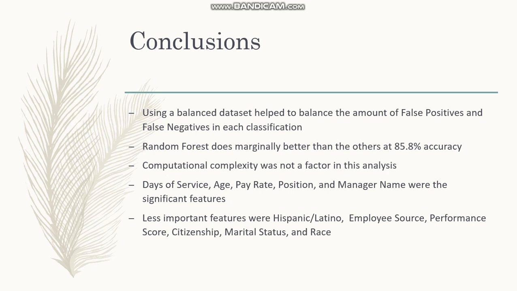In conclusion, using a balanced data set helped to reduce the number of false positives and false negatives in each classification. And the random forest model did marginally better than the others at an 85.8% accuracy. And even though computational complexity was not really a factor in my analysis, I did try to use feature elimination and use as few features as possible in order to adjust for that computational complexity issue maybe in the future.